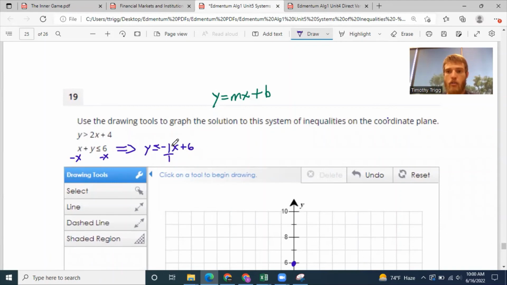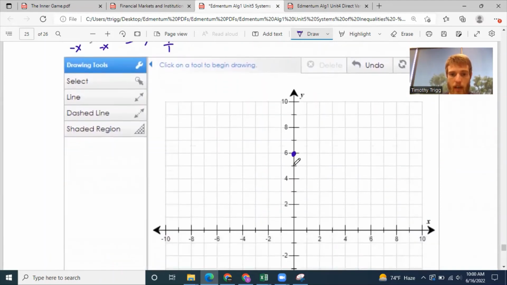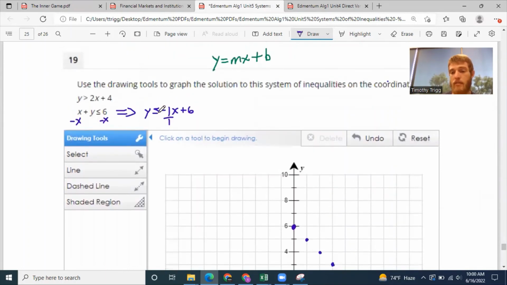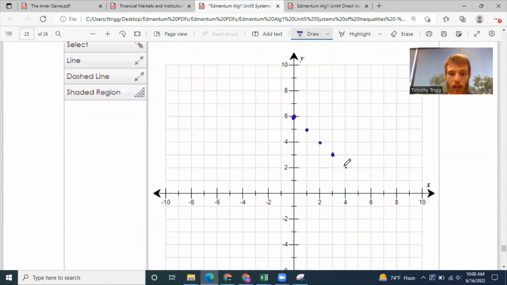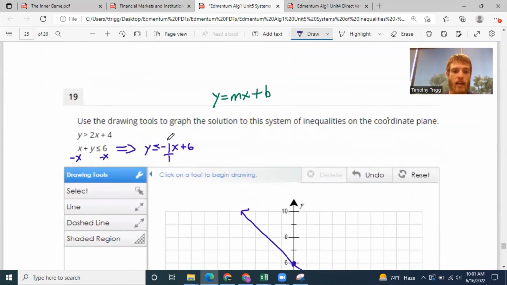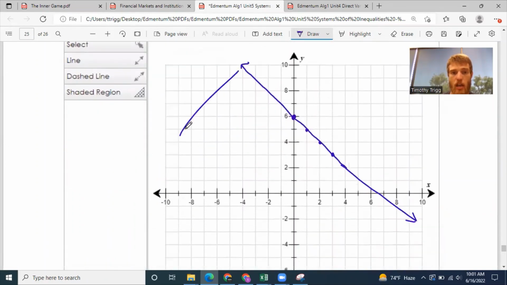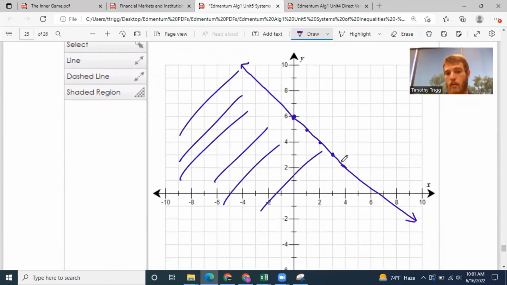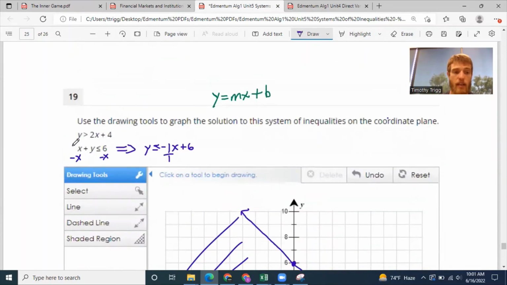Then from there, we're going to use our slope to continue this line. So down 1 over 1. So from here, down 1 over 1. And the slope will continue in that way. Okay. And in this case, will it be a solid line or a dashed line? Well, it has the or equal to, so that's going to be a solid line. And in this case, should we shade above or below? Well, since it has a less than or equal to, that's going to be a shade below. So that's how you're going to do this second inequality.